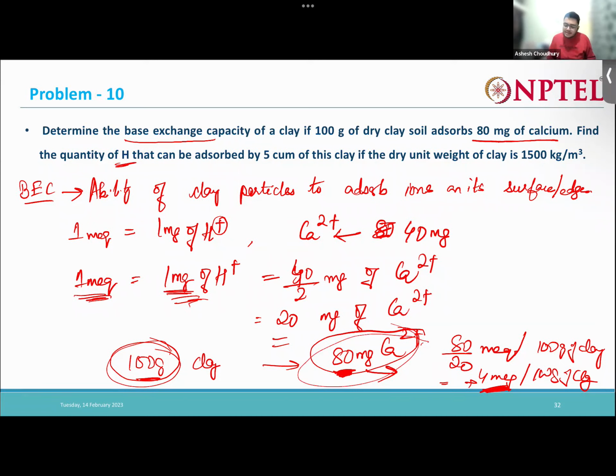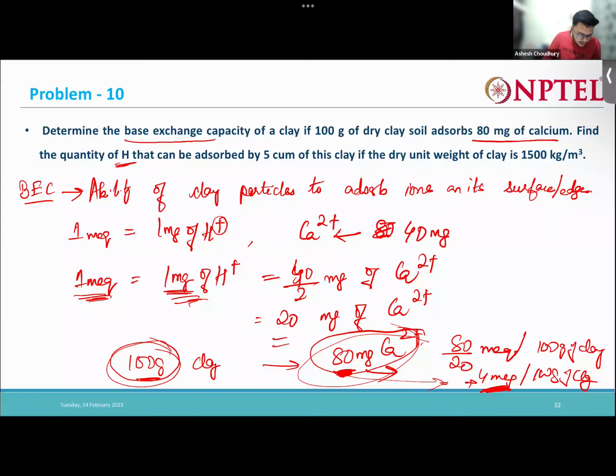So 100 gram of dry clay soil adsorbs 80 milligram of calcium. This is the base exchange capacity. We are just representing this base exchange capacity in terms of milli equivalent. Before, we were writing that 100 gram of clay adsorbs 80 milligram of Ca2+. Now we are writing that 100 gram of clay adsorbs 4 milli equivalent of ions.